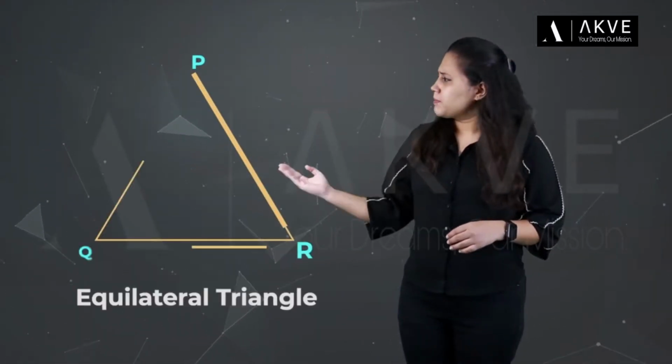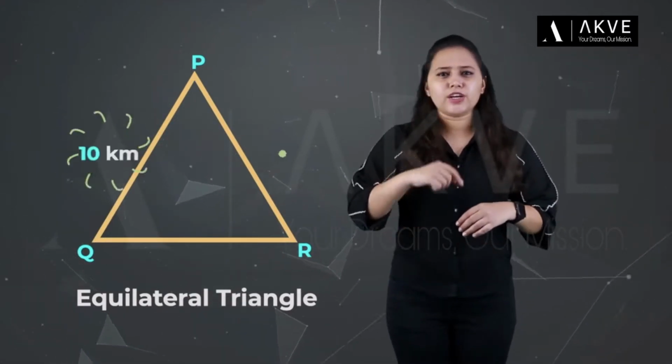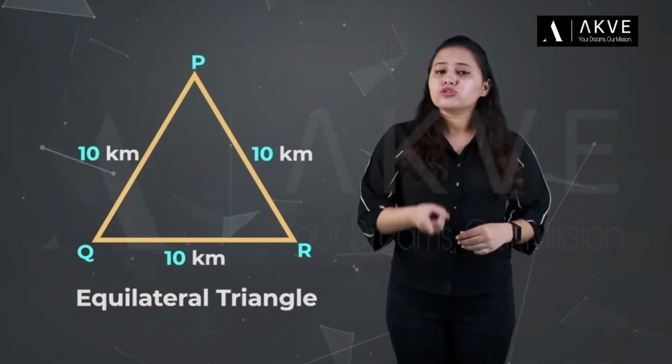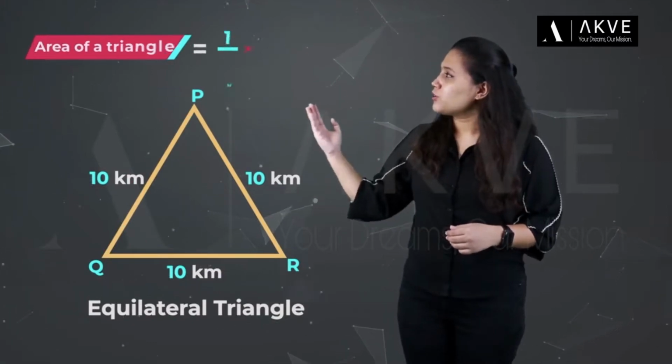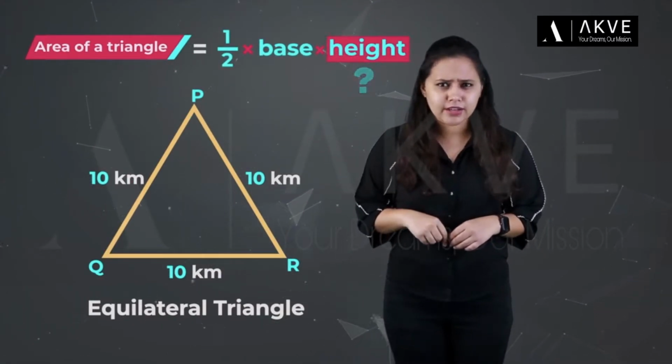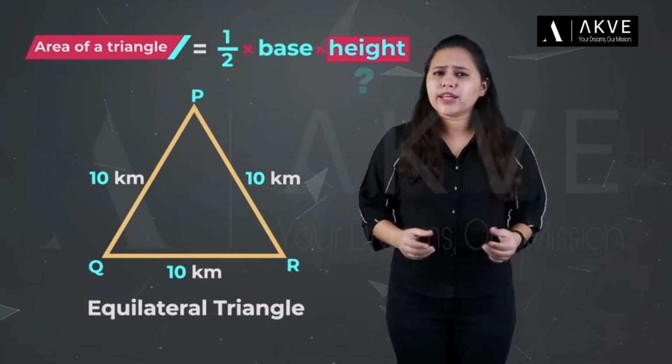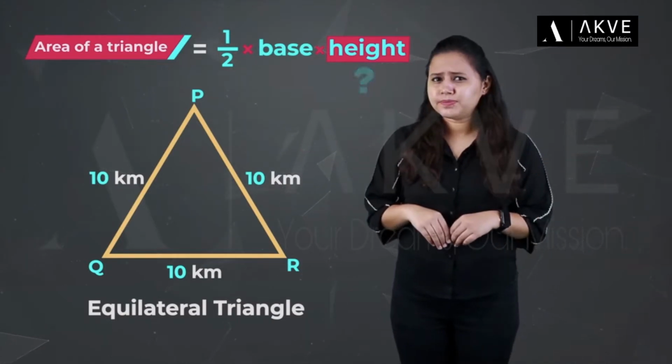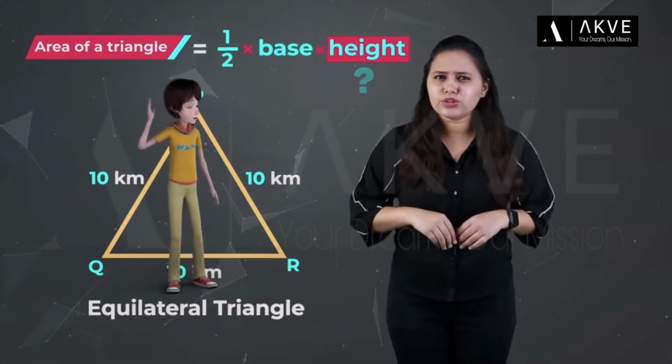Now suppose we want to find the area of an equilateral triangle, say PQR, with side 10 kilometers. Now, to find its area using the known formula, we need its height, right? So, can you find the height of this triangle? Can't remember how to do so?